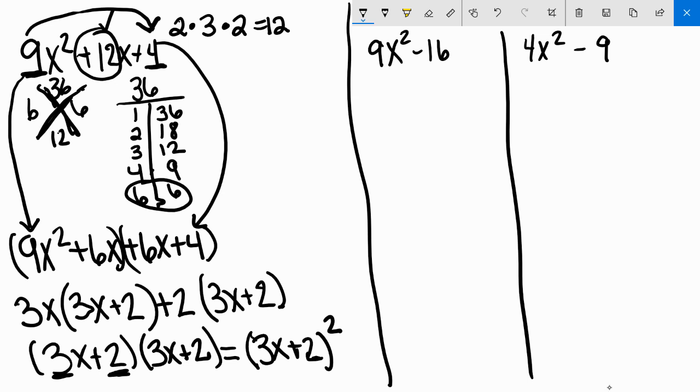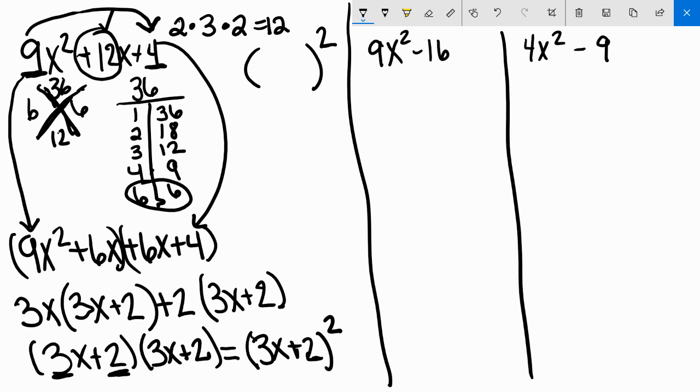So if the first number is a square, the last number is a square, and this middle number is 2 times the square root of each of these terms, then this is a perfect square, and you can skip all of these steps and skip all the way down here. So if you know it's a perfect square and it matches that pattern, you can just automatically go to this form where you know it's a factor squared, right?